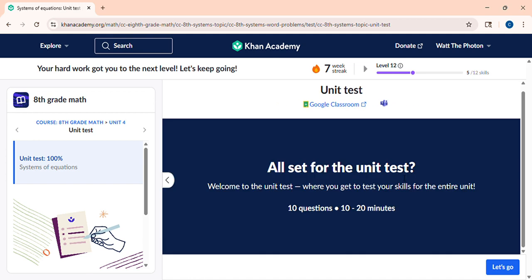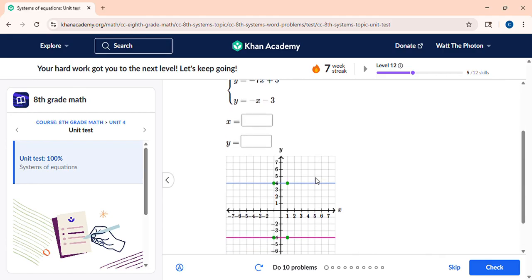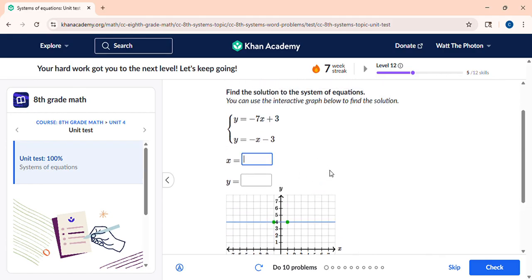Try again. Find the solution. I think I just did this problem. It was, what, x is equal to 1 and y is equal to -4.